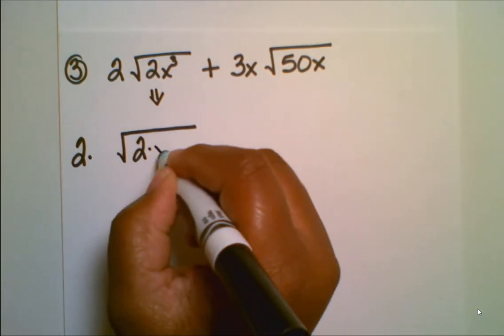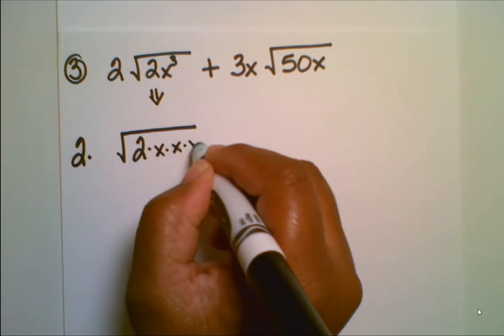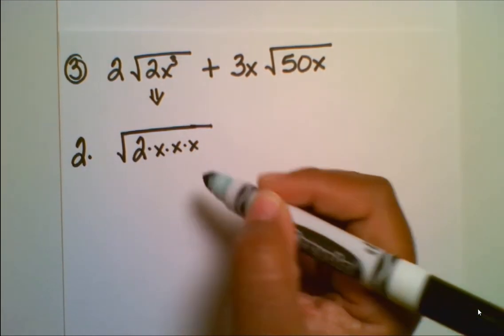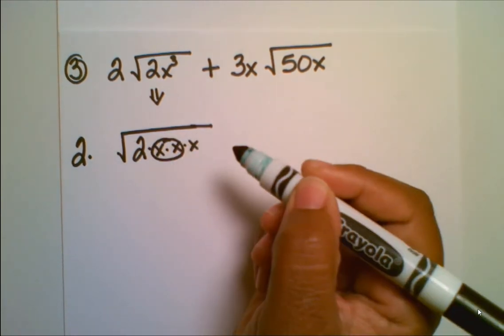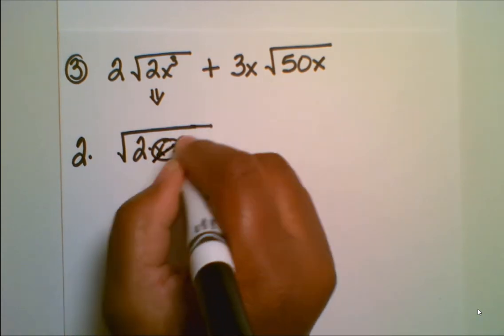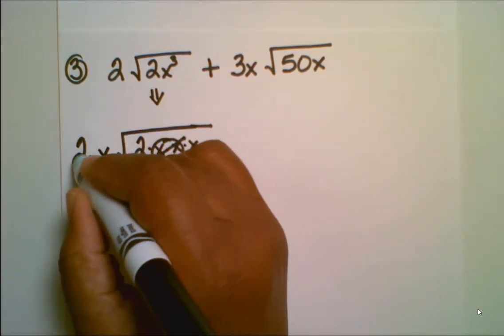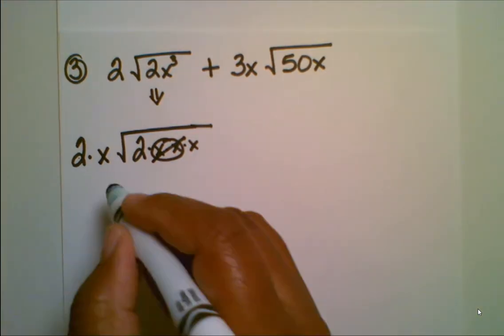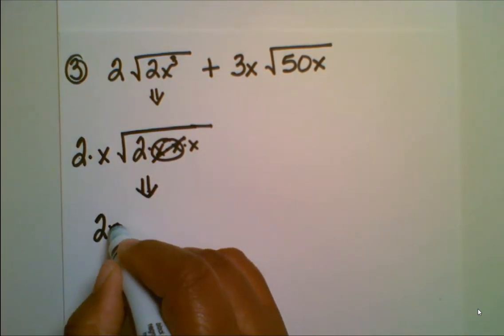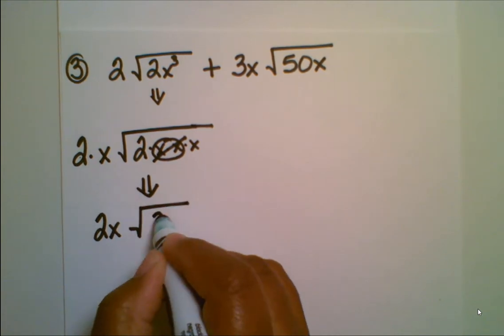But we do have 3 x's. So any pairs that you have there, circle. We have a pair of x's, so we're going to bring the x on the outside, multiply it to the 2. So our solution here is 2x square root of 2x.